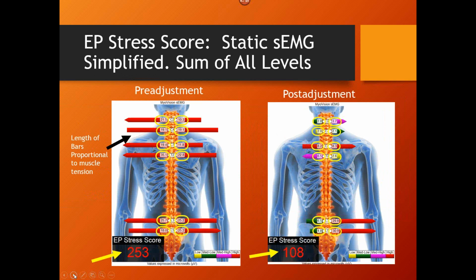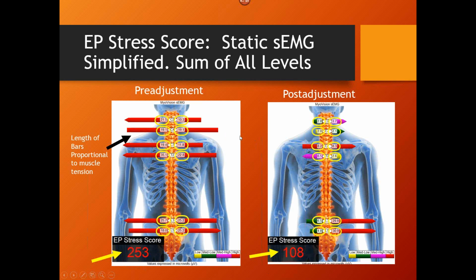Now, the EP stress score, electrophysiological stress score, is very simple. All it is is a sum. You add up all the muscle activity in microvolts, and it gives you the sum value. Now, here's an example. Instead of looking at just the bars alone, now we have a simple single number that tells you the sum level of muscle tension. And this came out of a study which I'll cover, which was really pretty fascinating. But this is an example of a pre- and post-adjustment scan. Now, this is kind of obvious because it's pre and post, but look at the difference in readings, 253 to 108. It makes it very simple for the patient to understand what's going on with them, and it's very easy for you to understand also because you can see the changes.